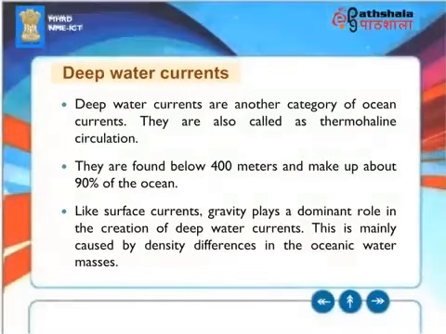Deep water currents. Deep water currents are another category of ocean currents. They are also called Thermohaline Circulation. They are found below 400 meters and make up about 90% of the ocean. Like surface currents, gravity plays a dominant role in the creation of deep water currents. This is mainly caused by density differences in the oceanic water masses.